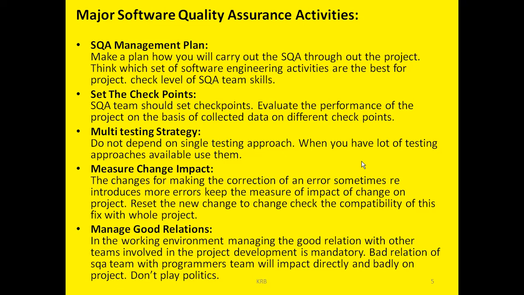Then the fifth is manage good relations. In the development team or in the testing team, there are various chances that the strategies of different team members conflict with each other. Various team members can come up with different ideas, and those ideas can overlap or conflict. Each member says that his or her idea is better than the others. So it is the work of the stakeholder or the testing team lead, that is the head, to resolve or manage these conflicts and maintain a good relationship between the team members. This is the fourth activity which is covered in SQA.